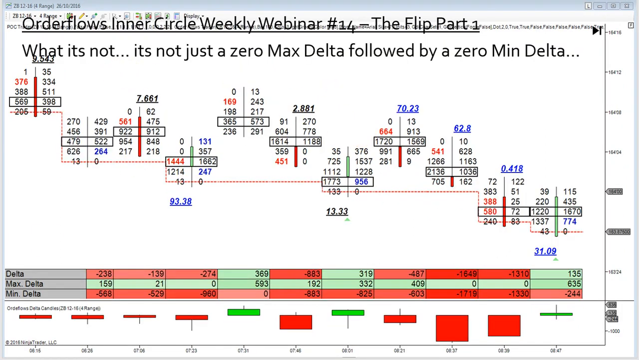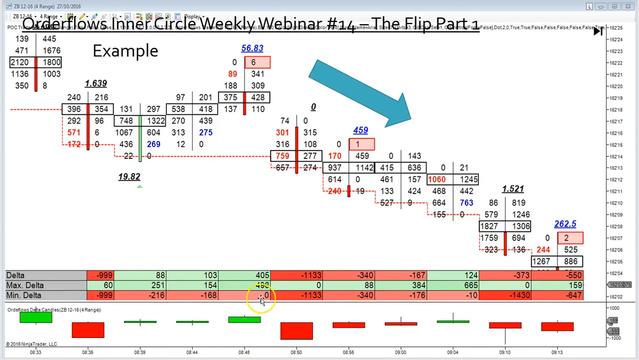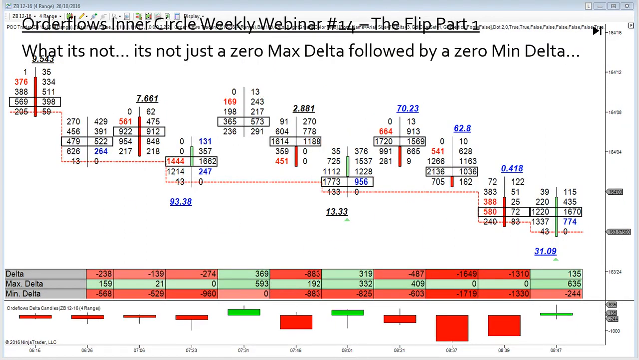Okay, so it's not just as simple as 0 and 0, you know, 0 min delta followed by 0 max delta, then make the move. There's a little bit more to it. This is an example right here. You've got 0 max delta and then 0 min delta, which would indicate you should see some buying, but it didn't follow through in this one, and you made a new low. So it's not as simple as that.